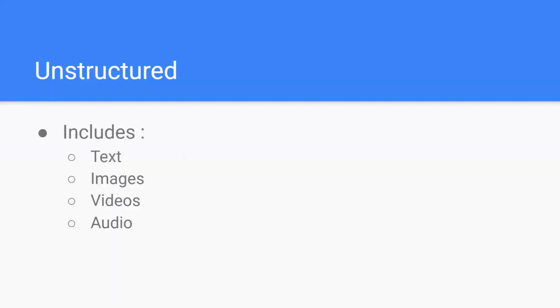Next, unstructured data. Unstructured data includes text, for example. Does text have any structure? No, right? It is basically a combination of strings, right? Images also, videos also, audio files as well.